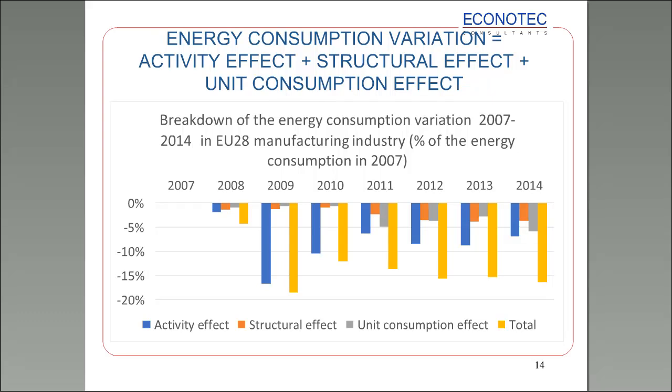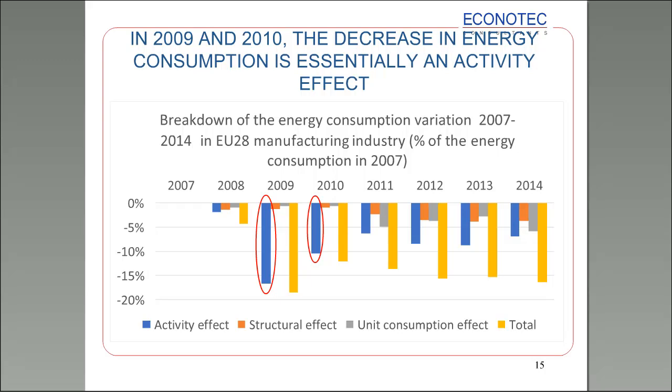If we see for 2014, we have minus 17 something for the total energy variation. That is the sum of an activity effect, which is minus 7 for the industry, and then something like minus 3% for the structural effect, and minus 6% for the unit consumption effect.